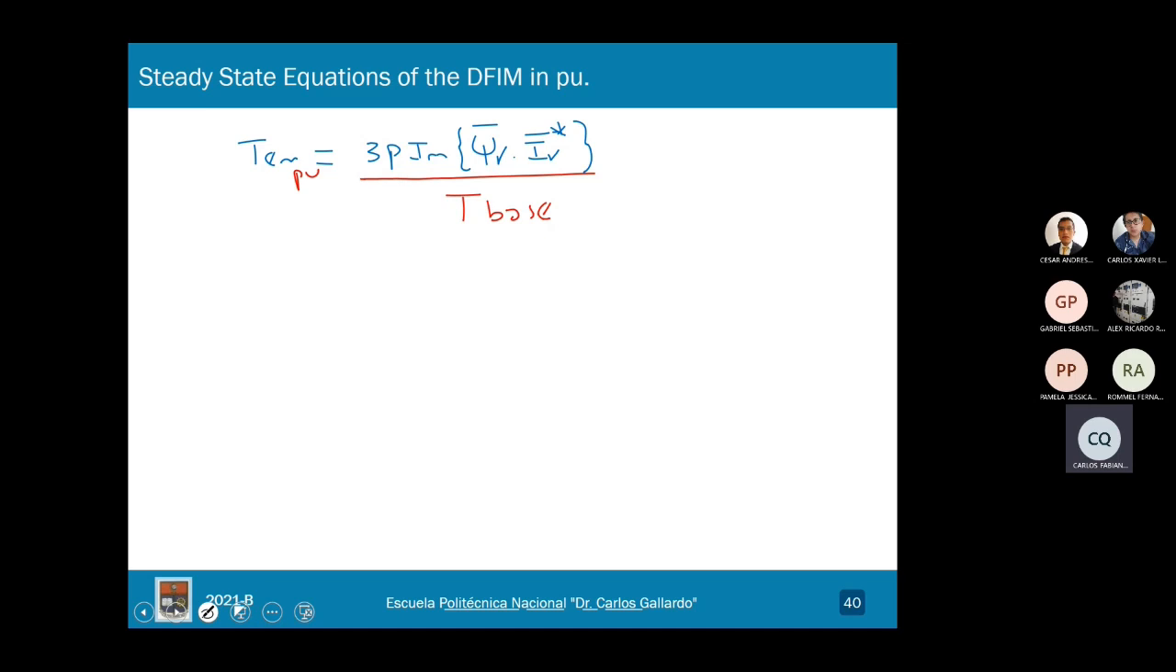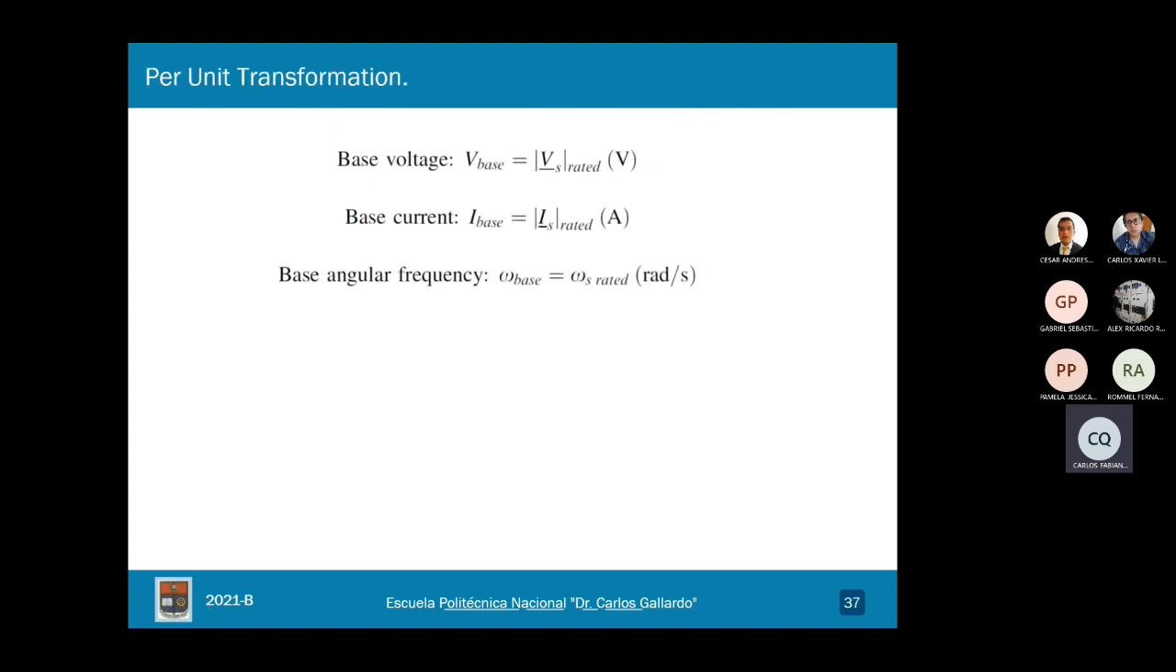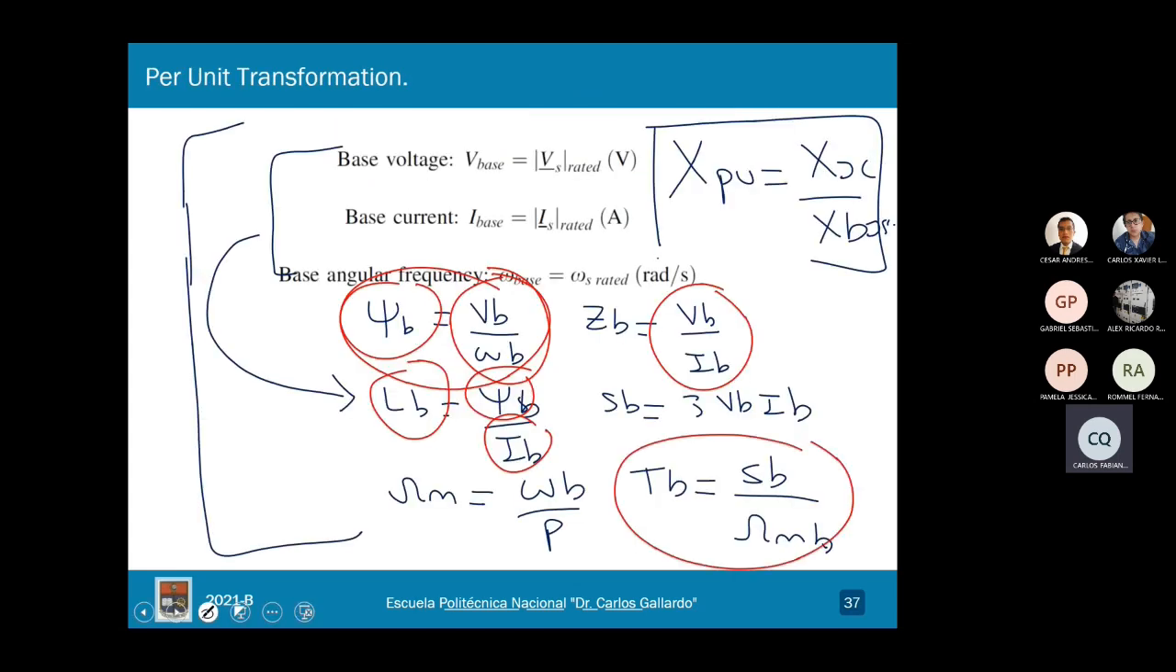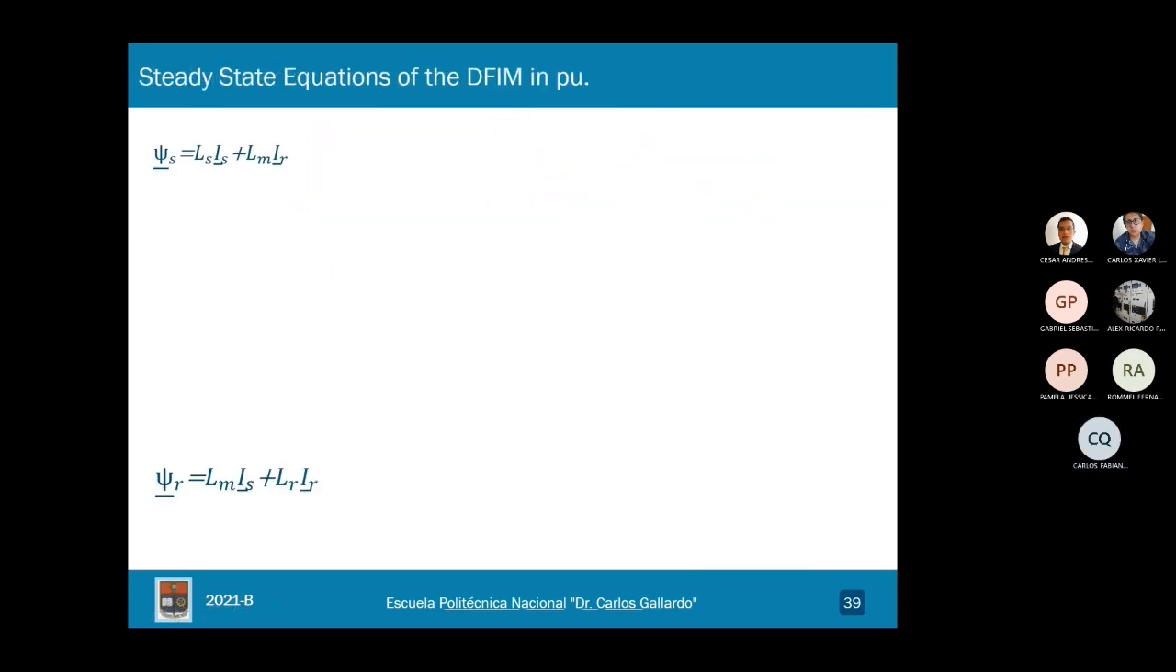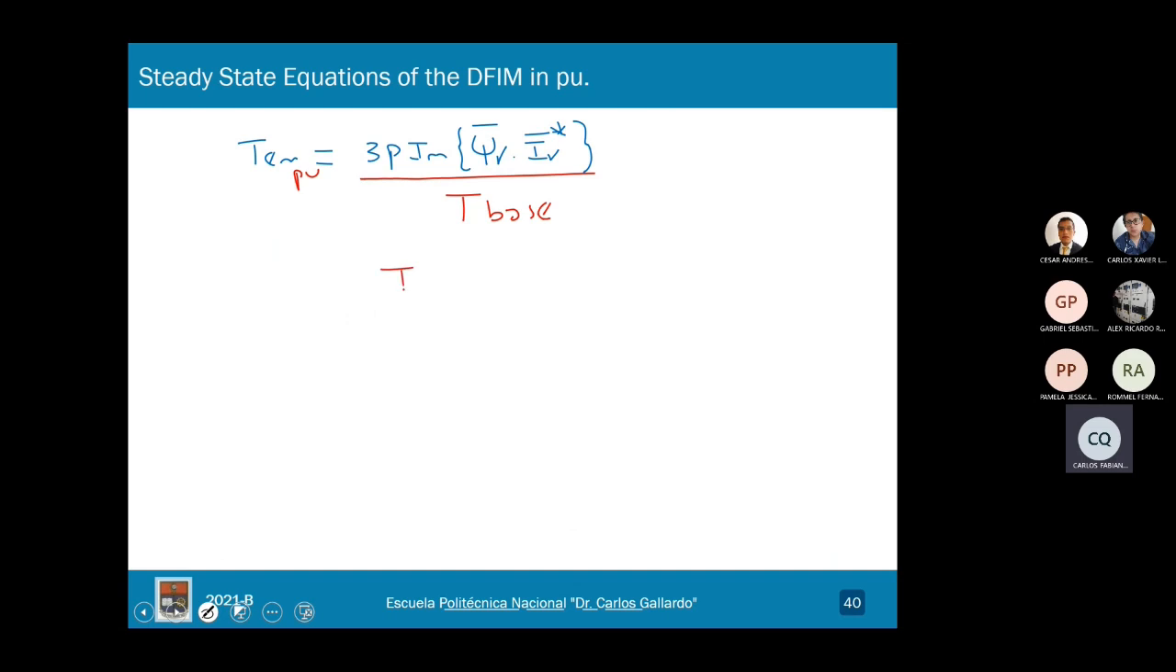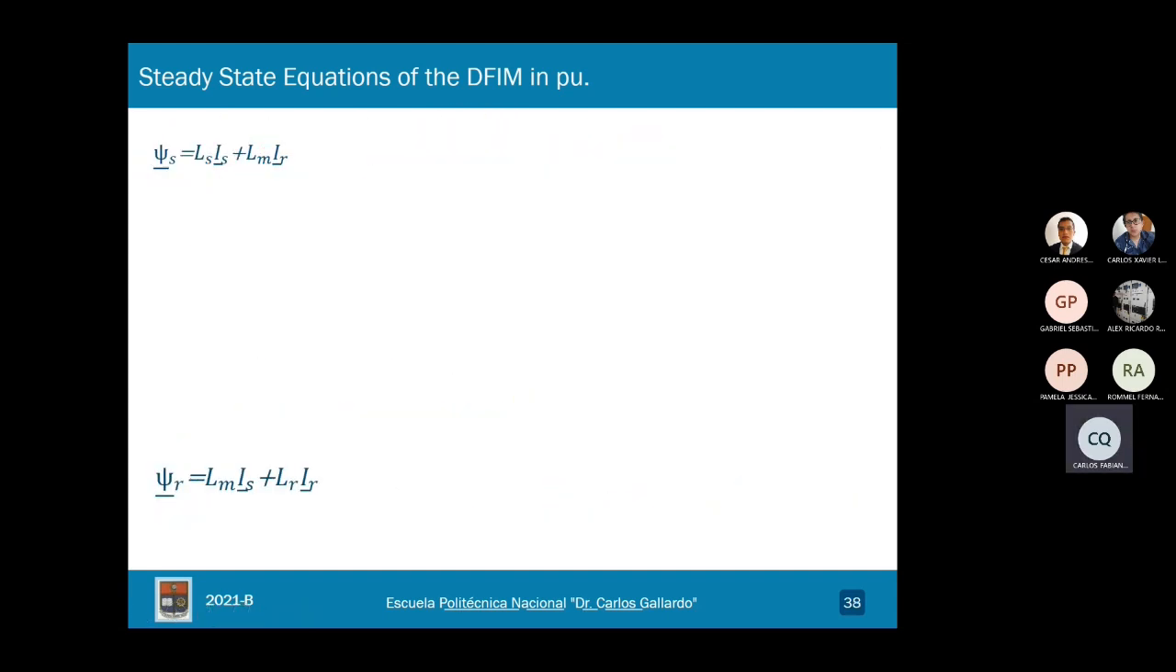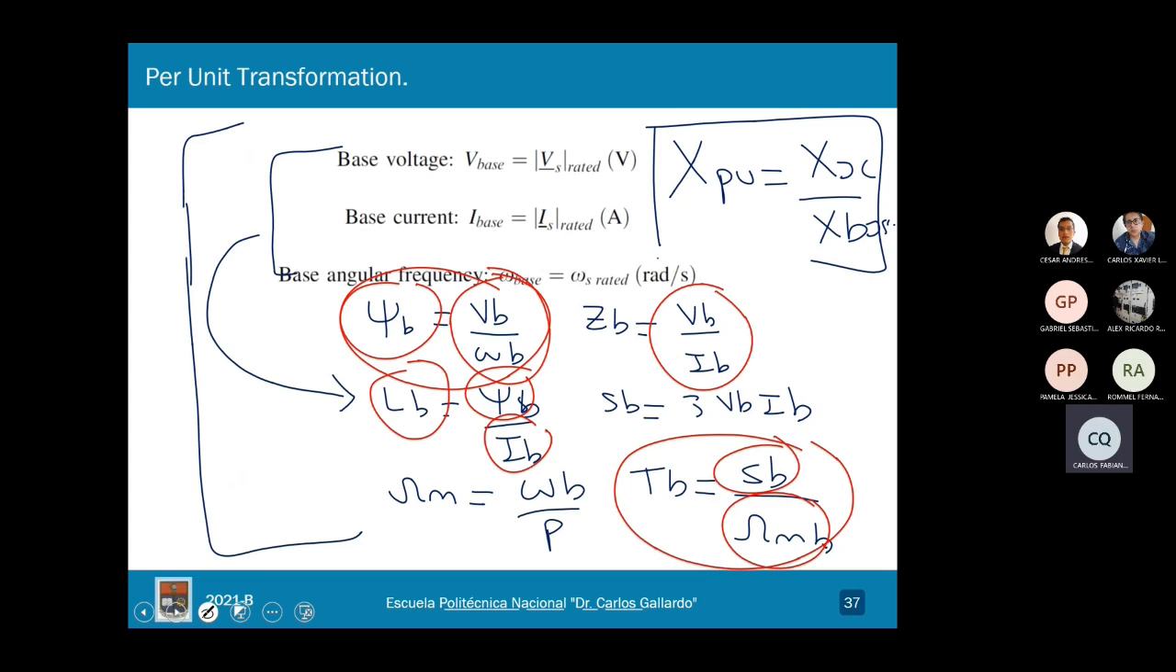So the base torque, from the previous demonstration, from this equation, is equal to the base complex power over the base mechanical speed. What about this term? What about the other term? So let's go back. I will have here the base complex power and the base mechanical speed.